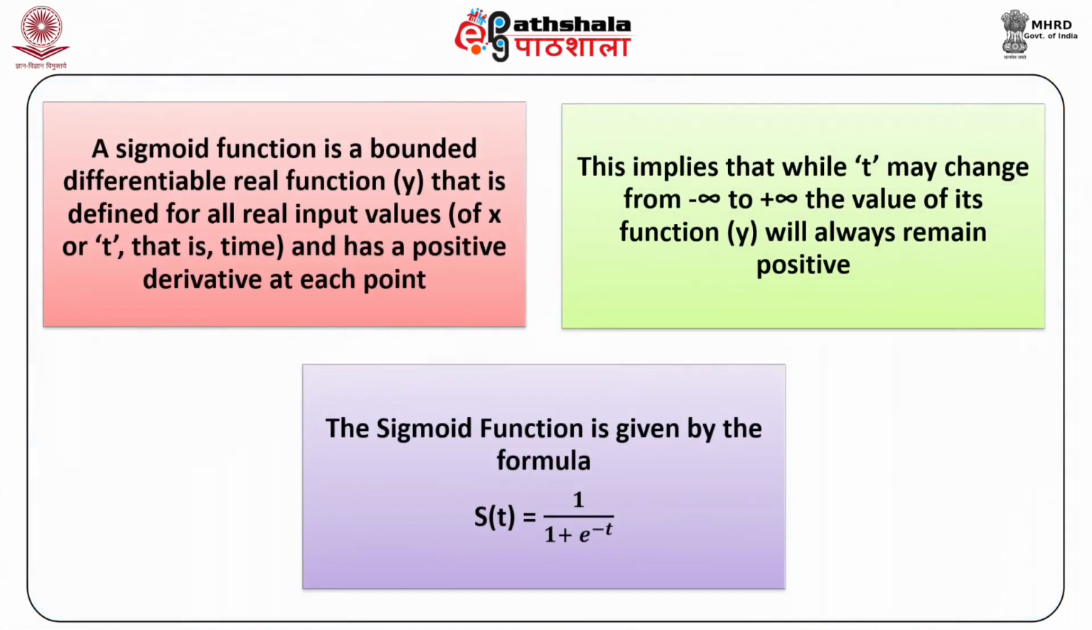A sigmoid function is a bounded differentiable real function y that is defined for all real inputs of x or t, that is time, and has a positive derivative at each point. This implies that while t may change from minus infinity to plus infinity, the value of y will always remain positive. The sigmoid function is given by the formula s(t) = 1/(1 + e^(-t)).